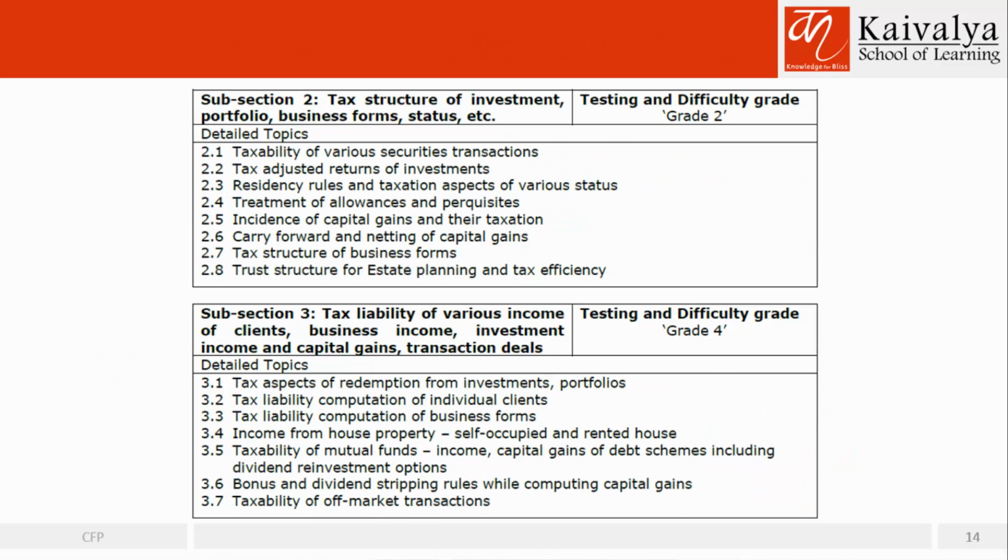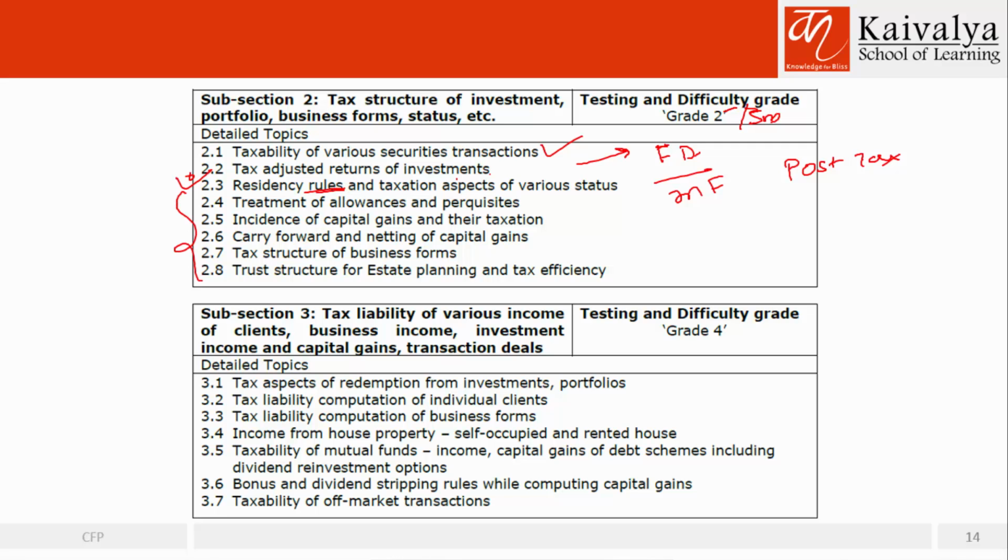Now tax structure of investment portfolio. So once again the same topic, it is of 3 marks. As I said, it can be a smaller calculation, there can be theory also. Tax adjusted return of investments, yes, it has been asked, like you are earning some return on FD, there is some inflation, what is the post tax real rate of return, such kind of question would fall here. Then residency rules, definitely this is not going to be there in advanced financial planning.